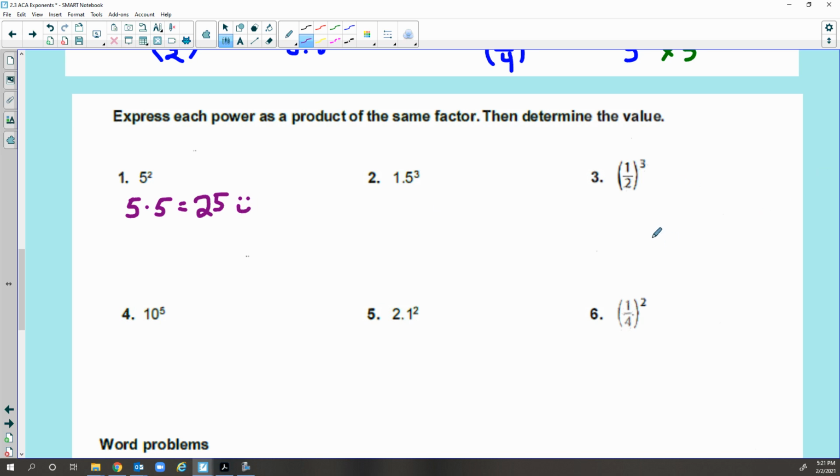So take a moment and try 2, 3, 4, 5, and 6 on your own. They're a little more complicated, but I know you can do it. And let's see if we can get the correct answers in here. You're going to want to push pause on the video and ready, set, math.